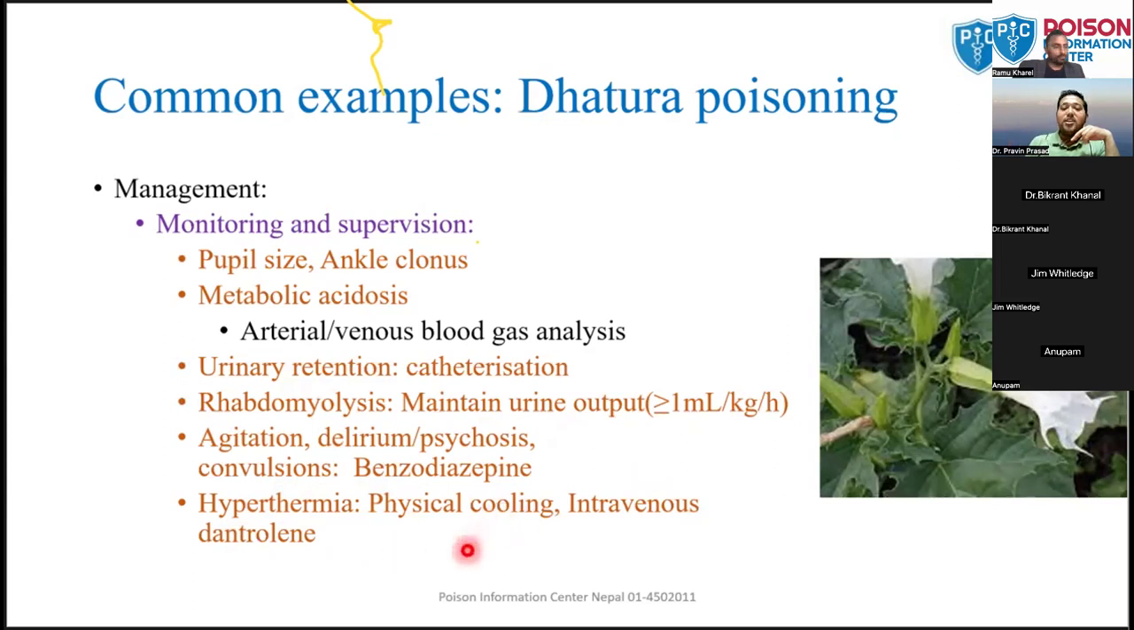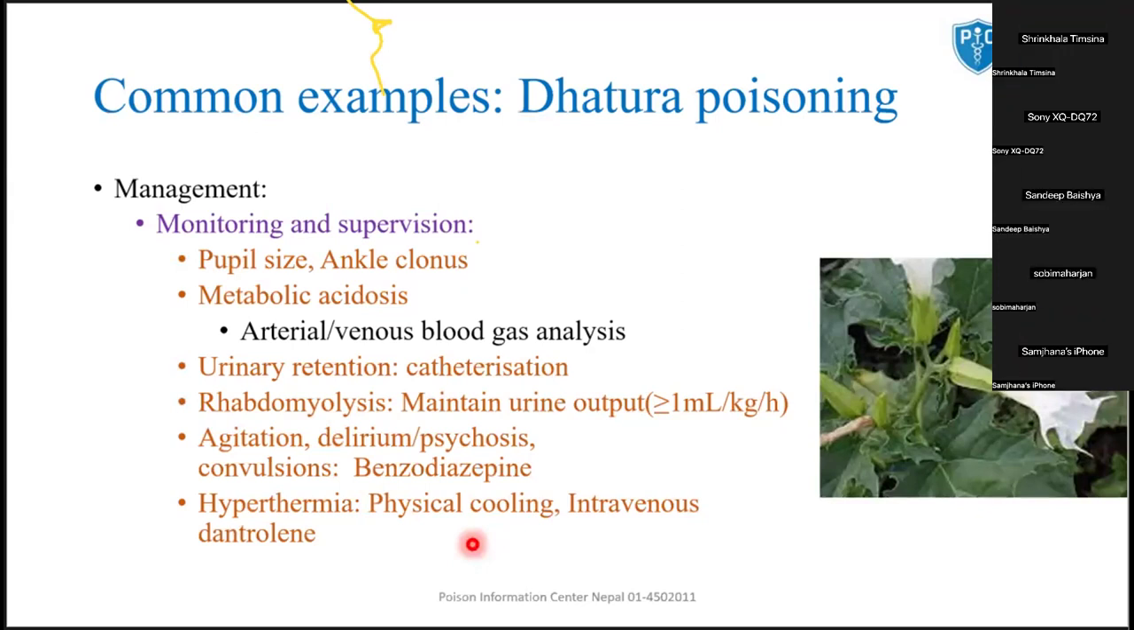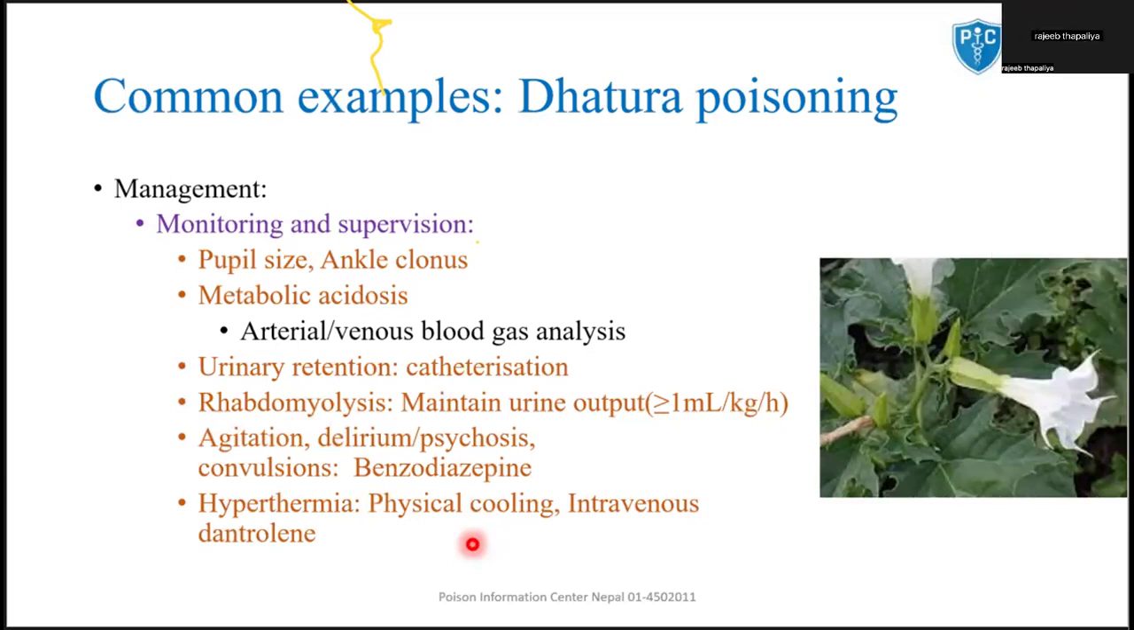If the person's temperature goes really high, the person experiences hyperthermia, we can go for physical cooling, like switching on the fans, using cool tepid water to mop up the body, or using ice packs on the groin or the axilla area. In the literature we also have internal cooling methods, like using cold water for gastric lavage or catheterization, and urinary irrigation is documented, but it's not a very common practice. If nothing is working, we can also go for intravenous dantrolene.